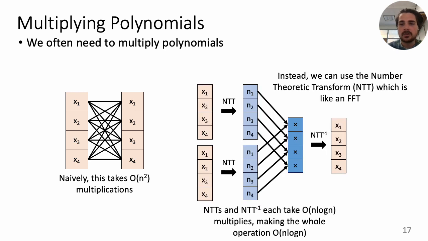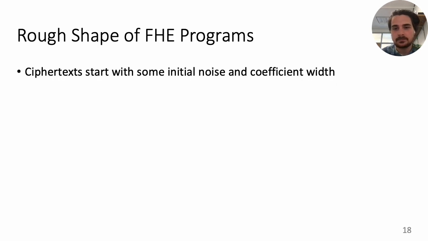However, by using the number theoretic transform, which is very similar to an FFT, except for modular arithmetic, we can reduce our number of multiplies to n log n. This is absolutely critical, as our polynomials often have 64,000 coefficients. To efficiently run FHE computations, we must use NTTs.